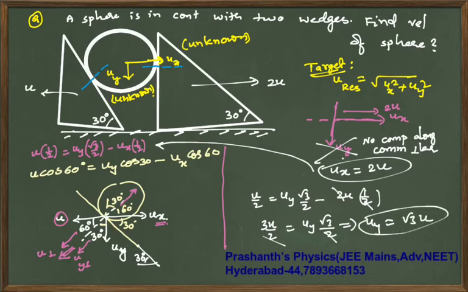So your final answer: I got a positive answer, which means my assumed direction is correct. Your u resultant is under root of (2u) whole square, which is 4u square, plus uy square, which is 3u square. So 4 plus 3 is 7. So your final answer is u root 7. Like this you are supposed to solve your equations. All right.